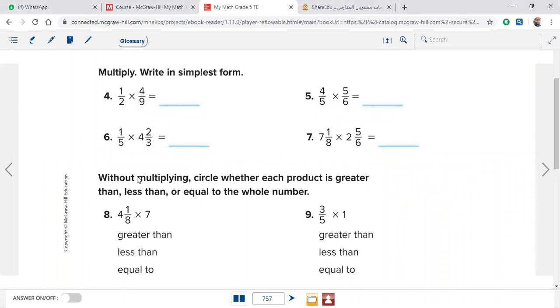Here in numbers 8 and 9, without multiplying, circle whether each product is greater than, less than, or equal to the whole number. Okay? Here I can use estimation.